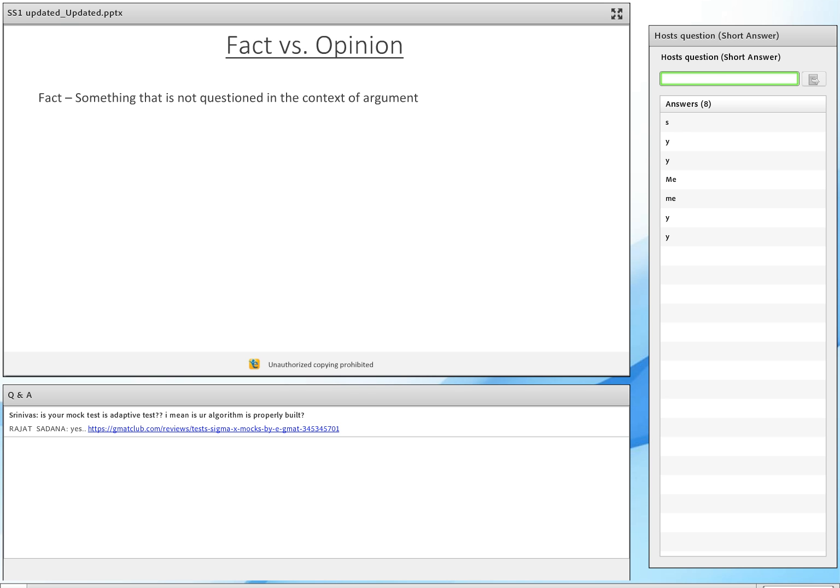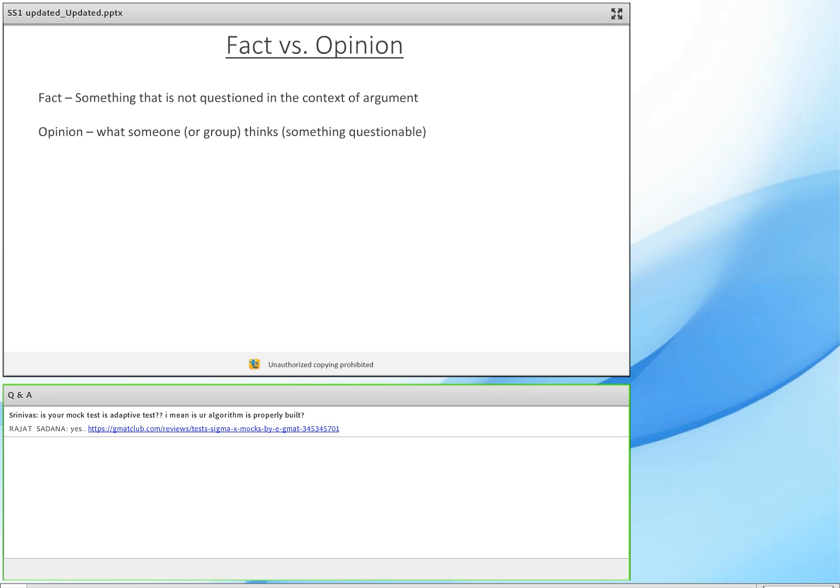So let's see what is a fact bucket. A fact bucket or a fact is something which, in the context of the argument, you will not question. Okay. What is a claim? A claim or an opinion is what someone thinks, which in the context of the argument is always questionable.